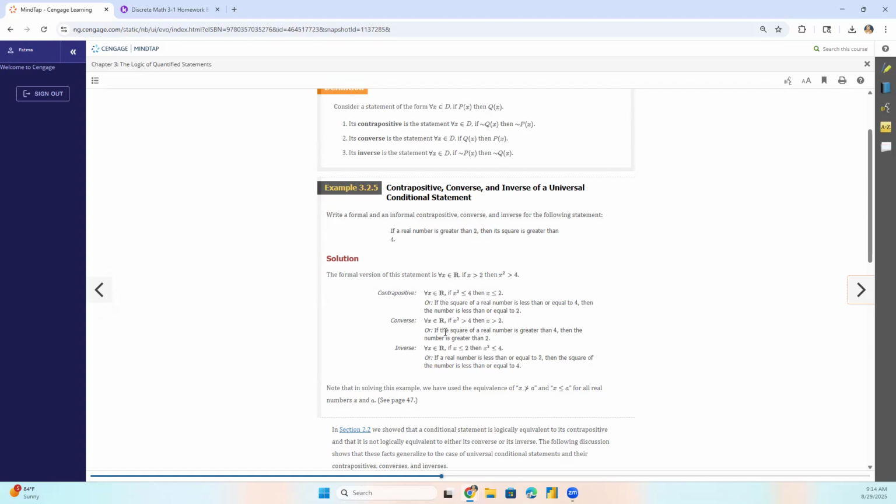For the converse, when we have this question, same thing. For the converse, if Q of X, then P of X. So when we are writing this, we're going to write if X squared is greater than 4, then X is greater than 2. And for the inverse, we're going to negate the first part and then negate the second part. So we need to say if X is less than or equal to 2, because its negation is less than or equal to 2, then its negation for the second part is X squared less than or equal to 4.